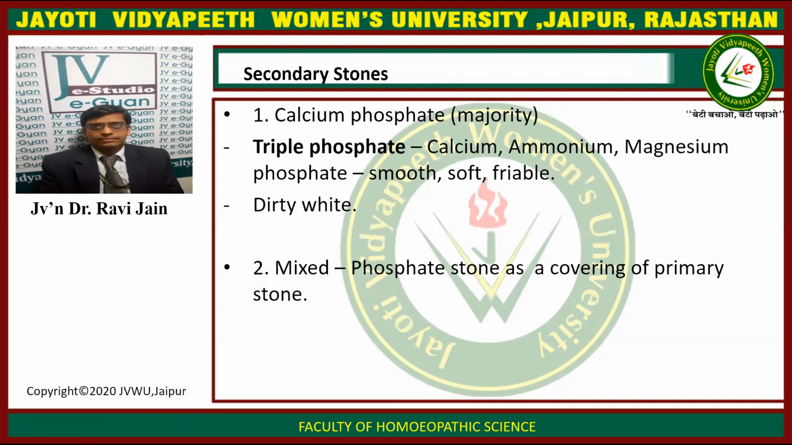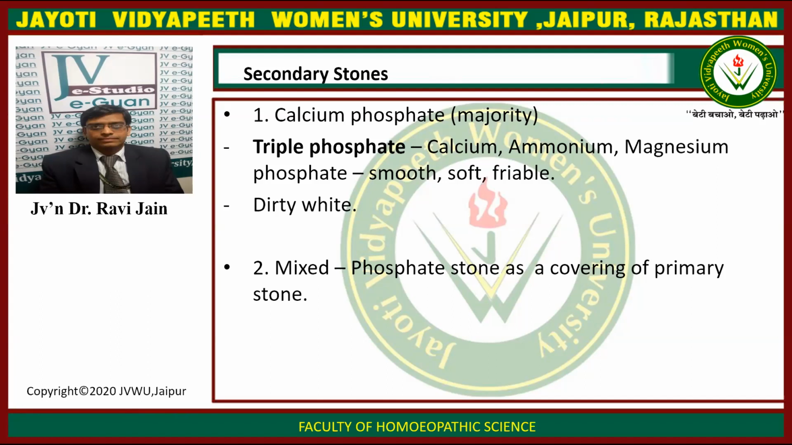Now, secondary stones are those stones which are formed after inflammation, usually in an alkaline medium. The first one is the calcium phosphate stone, which occurs in the majority of people with secondary stones. Calcium phosphate or triple phosphate stones consist of calcium phosphate, ammonium phosphate, and magnesium phosphate. These stones are basically smooth, soft, and pliable. They break up easily. These kinds of stones are very good for you because they break after giving the medicine. These are the calcium phosphate stones, and they are dirty white in color.